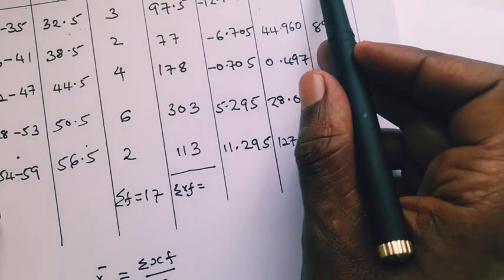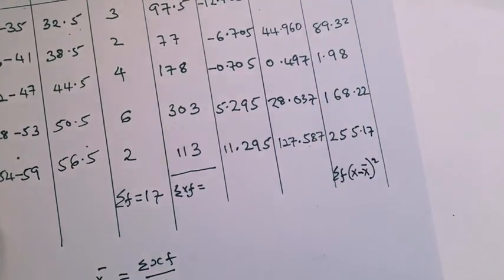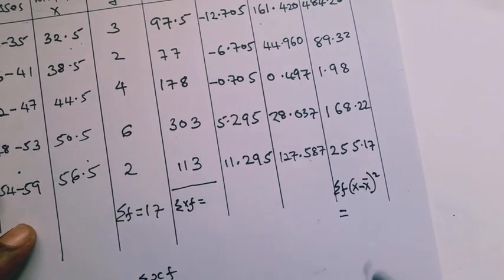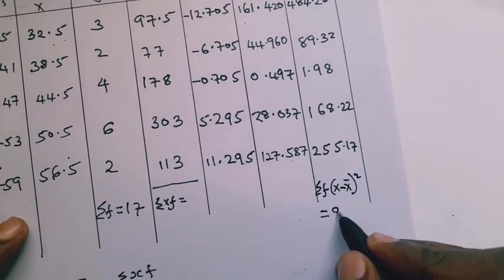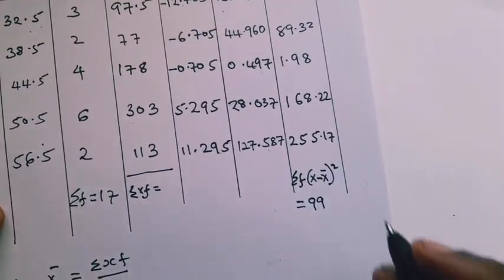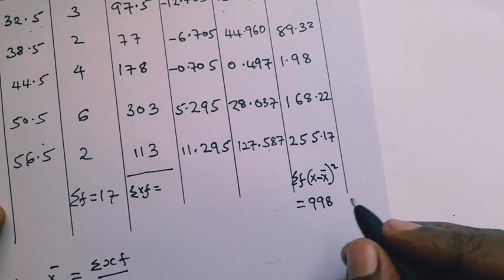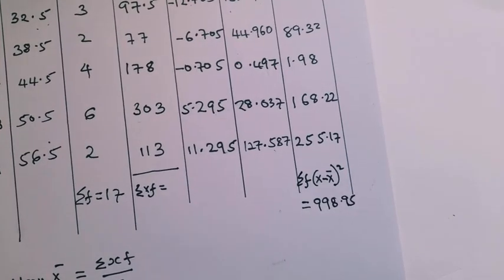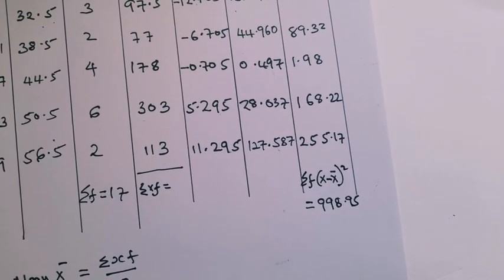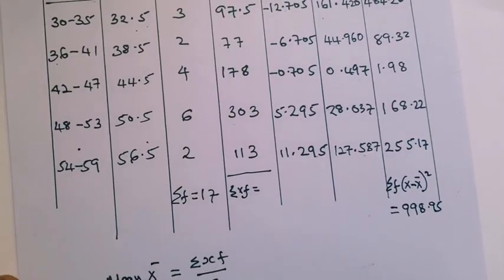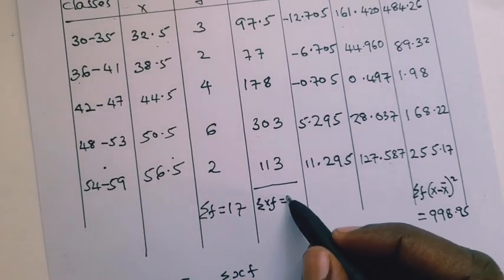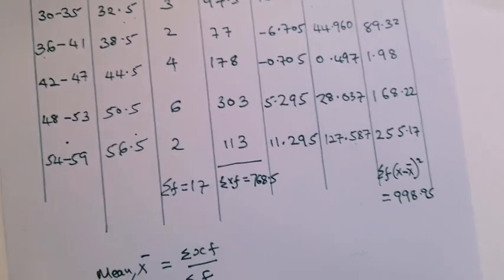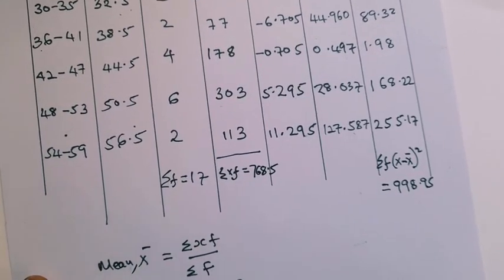So we are also going to get summation of f multiplied by the squares of the mean deviation, summation of f(x minus x bar) squared. This gives us the answer here as 998.95. Remember, we got our xf here as 768.5, and then remember we also got this one.